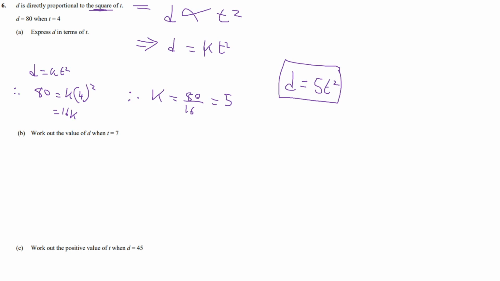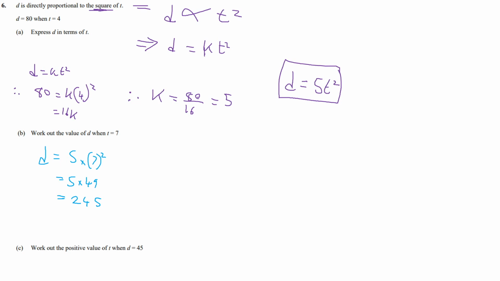So now what is d going to be when t equals 7? Well, all we need to do is d is going to be 5 times 7 squared, which is just 5 times 49. Okay? And if you want, you can pop that into your calculator to get an answer of 245.